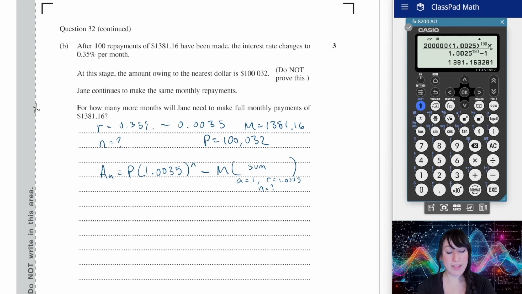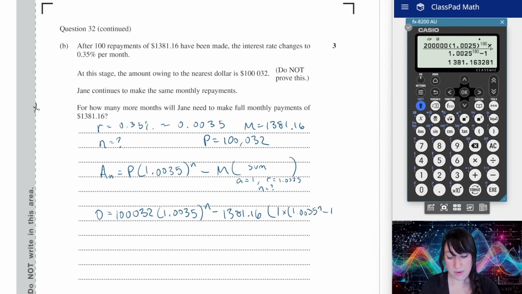Let's put that all together, and we're going to solve for N. So once again, we're going to be looking at when this is paid off. That will give us the N number of repayments to get to 0. The principal is the amount left owing, which is $100,032, minus M, 1,381.16. And the sum is going to be 1 times 1.0035 to the power of N minus 1 over R minus 1.